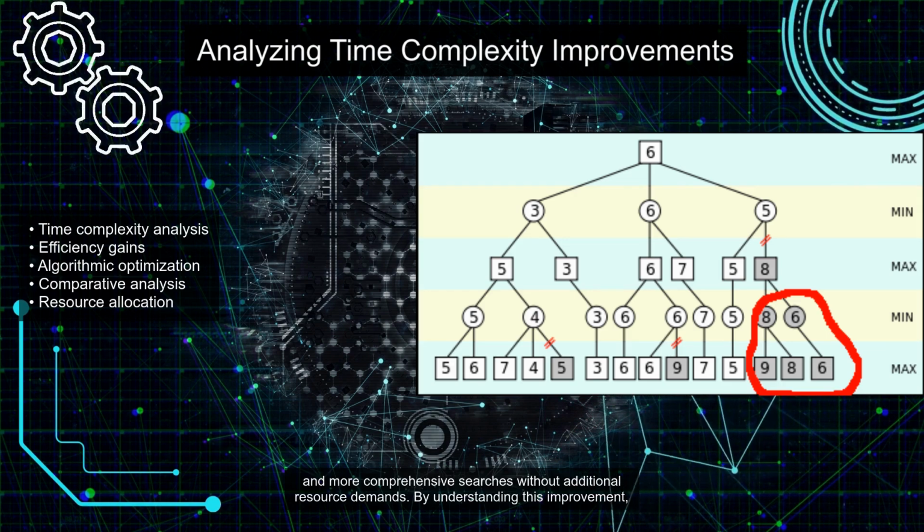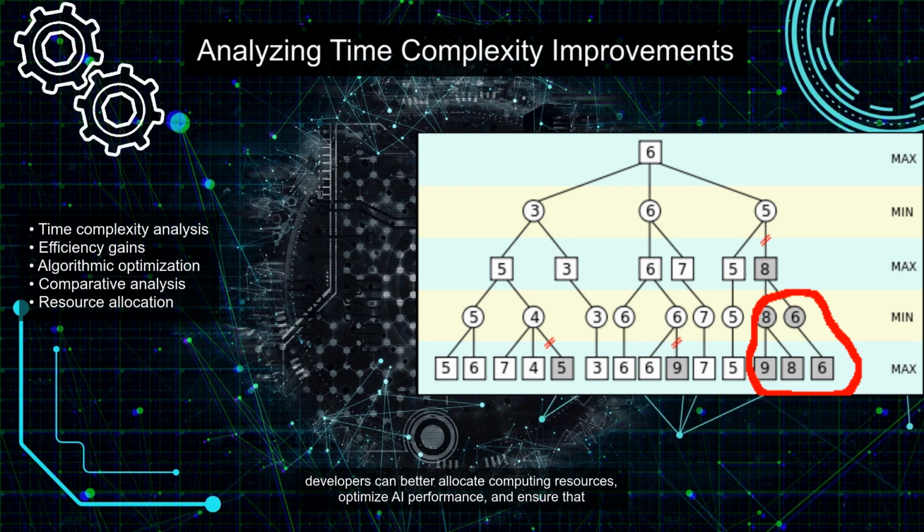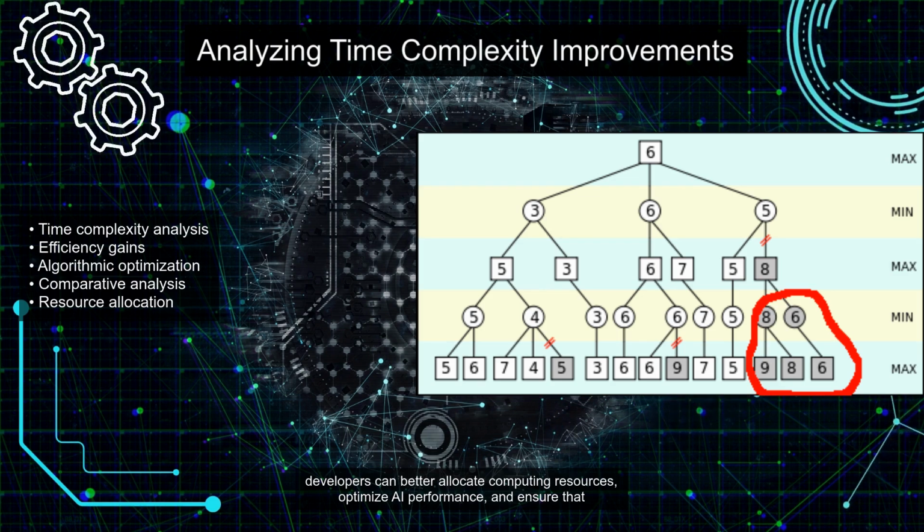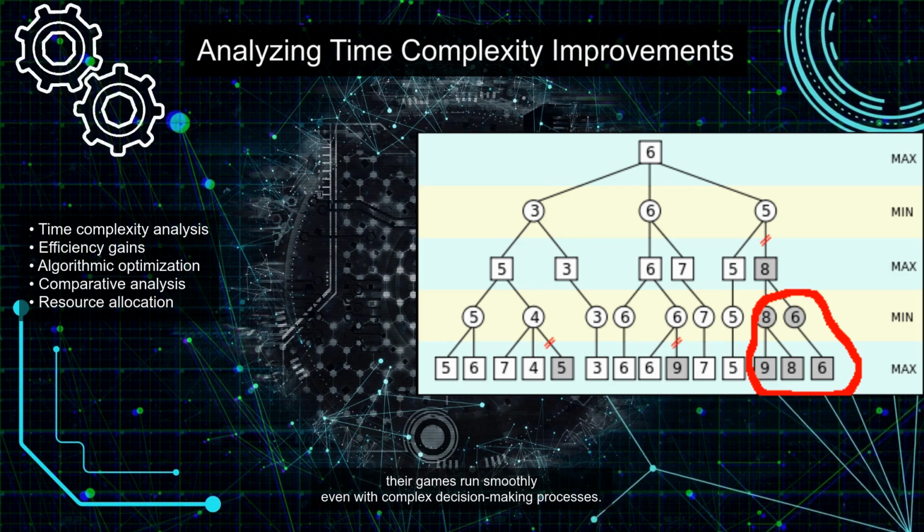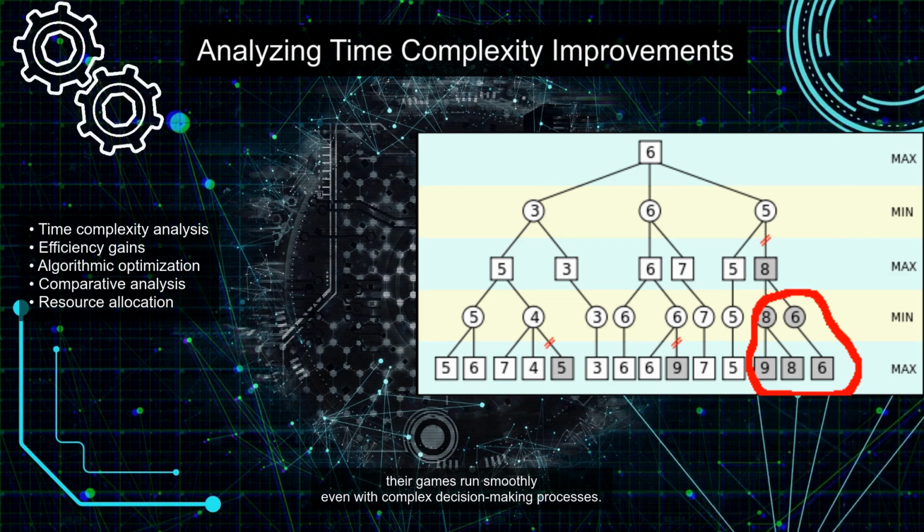By understanding this improvement, developers can better allocate computing resources, optimize AI performance, and ensure that their games run smoothly even with complex decision-making processes.